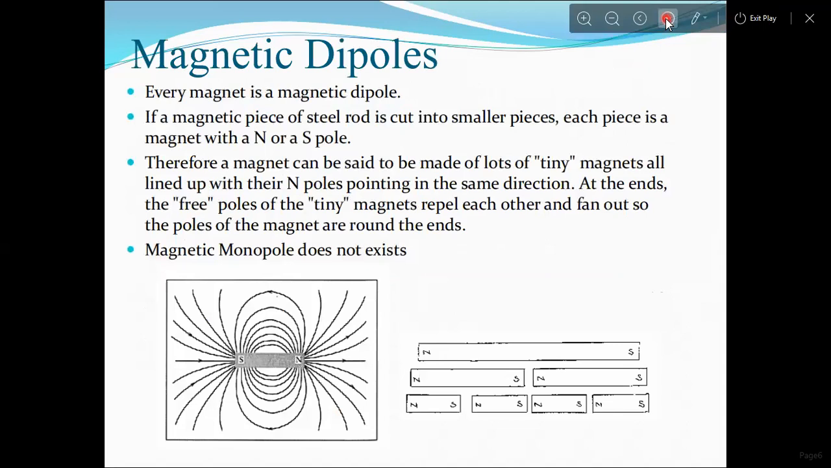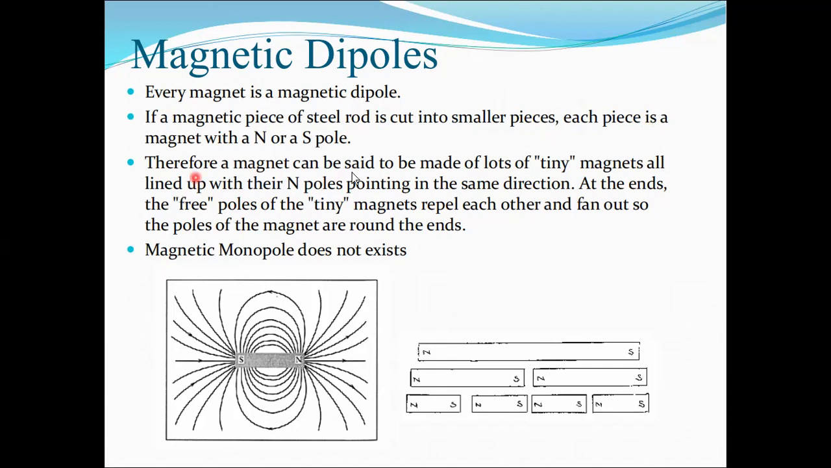Now, what are magnetic dipoles? Every magnet is a magnetic dipole, because it has two poles, a north pole and a south pole. So if a magnetic piece of steel rod is cut into smaller pieces, each piece is treated as a magnet with a north and a south pole.